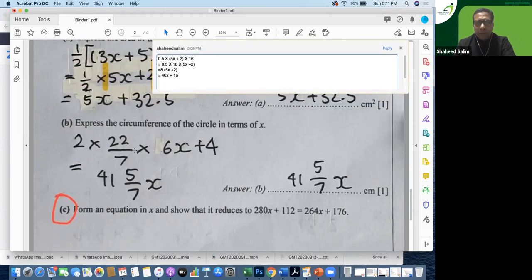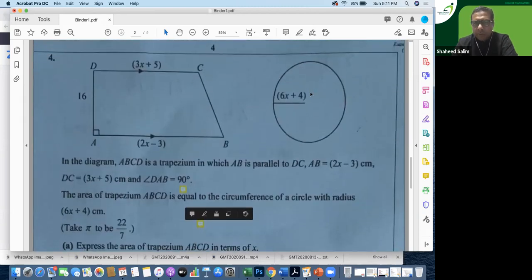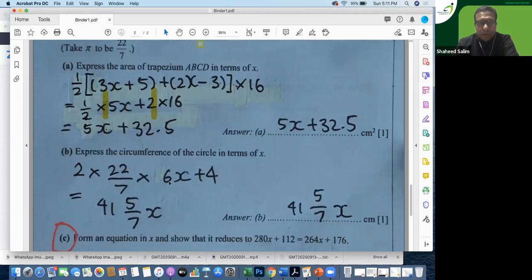Okay, let's try this one. Express the circumference of the circle in terms of x. So let us see now. This is the radius. The formula for circumference is pi times diameter, right? Or 2 pi r. Let us see whether she said 2 pi times 6.